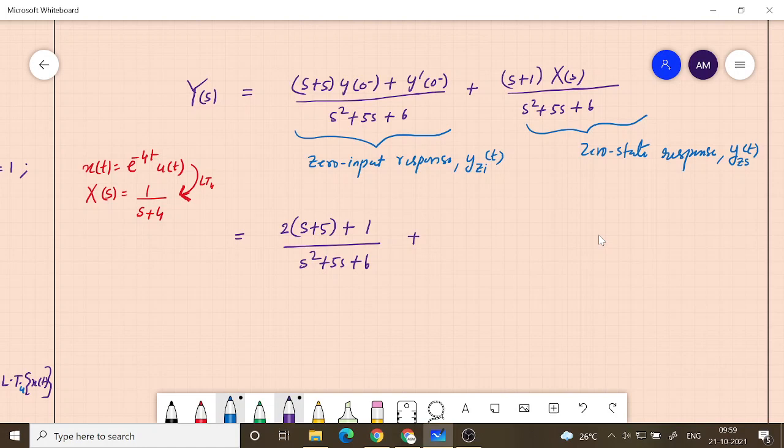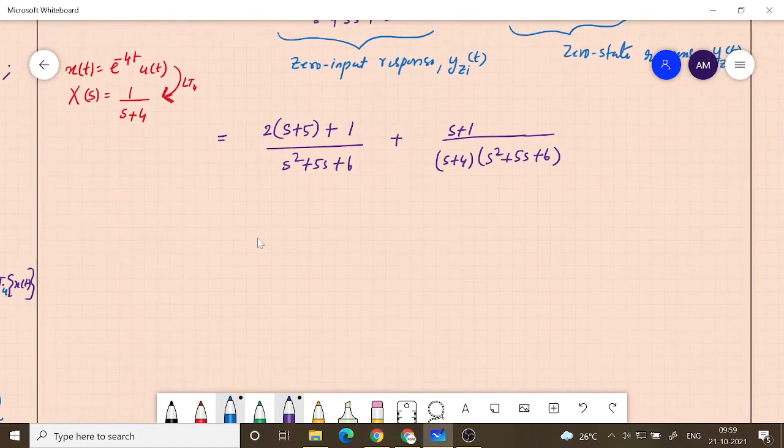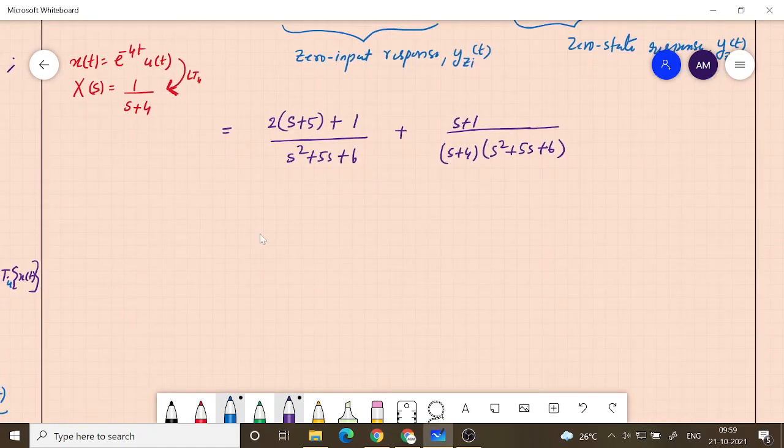Okay, so this is s plus 1 is there. Now we need to bring in s plus 4 also. So s plus 4 into s square plus 5s plus 6. Okay, s square plus 5s plus 6. So this is basically the y of s after substitution of initial condition and the input Laplace transform. So now we are in a position to take y of t.